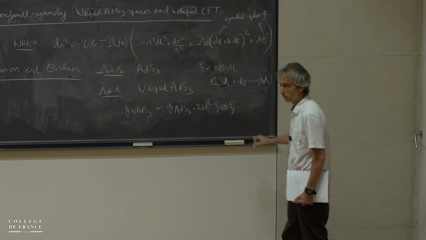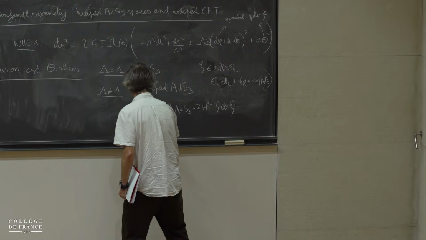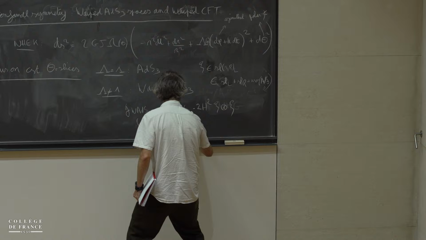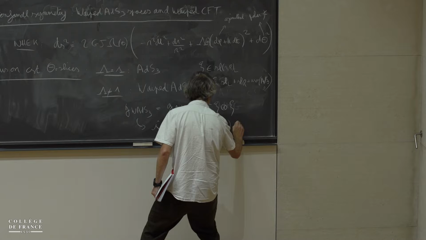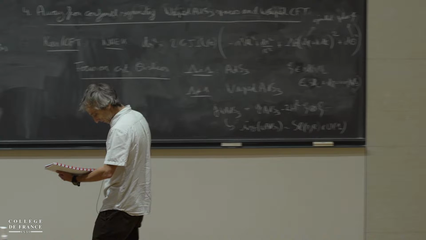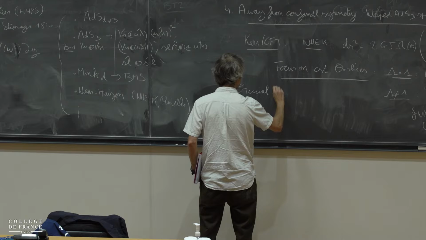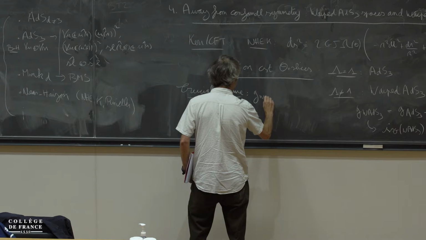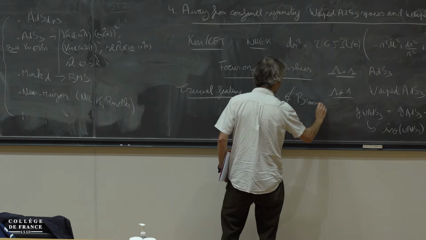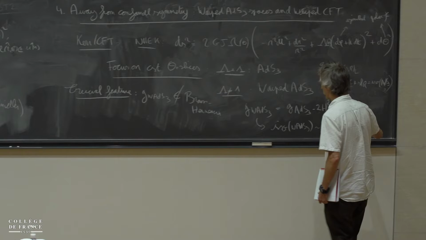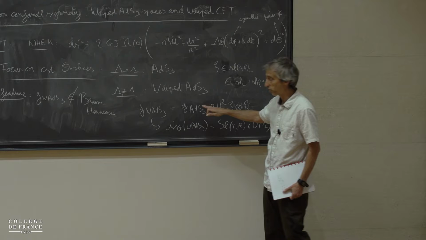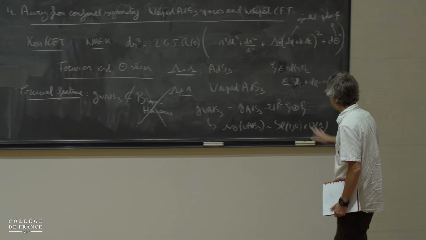So this construction tells you that the isometries of warped AdS3 are just SL2R times U1. And there is a crucial feature about this space: warped AdS3 spaces do not satisfy the Brown-Henneaux boundary conditions. You could say maybe these spaces are a deformation of AdS3 that does not affect the asymptotic behavior, but that is not the case. Turning on this deformation shows that these spaces do not belong to the phase space of the Brown-Henneaux boundary conditions.